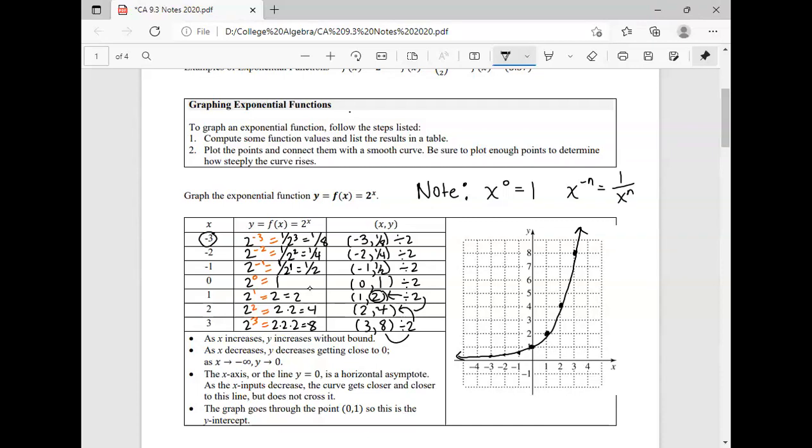So the x-axis, or the line y = 0, is going to be a horizontal asymptote. The graph goes through the point 0, 1, so this is the y-intercept. That's an example of exponential growth. Is everybody good with that?